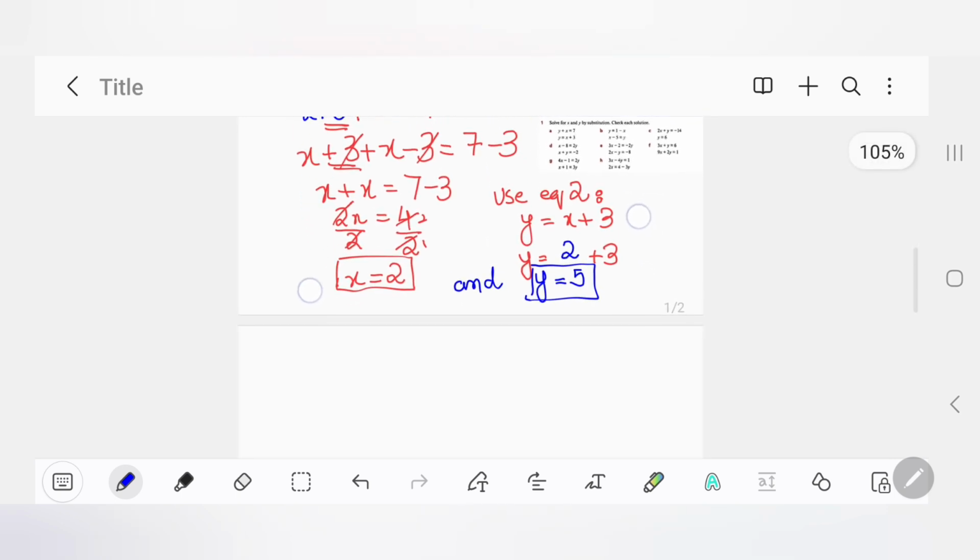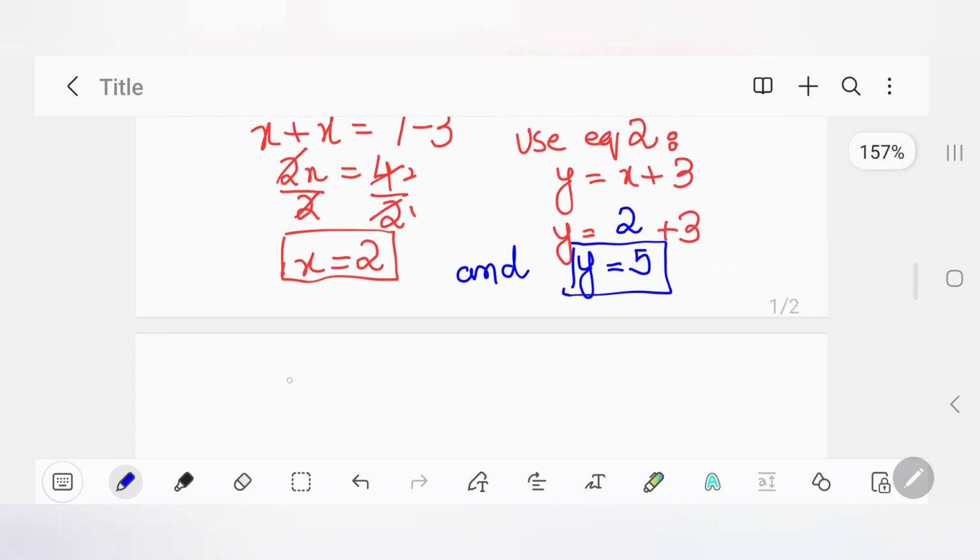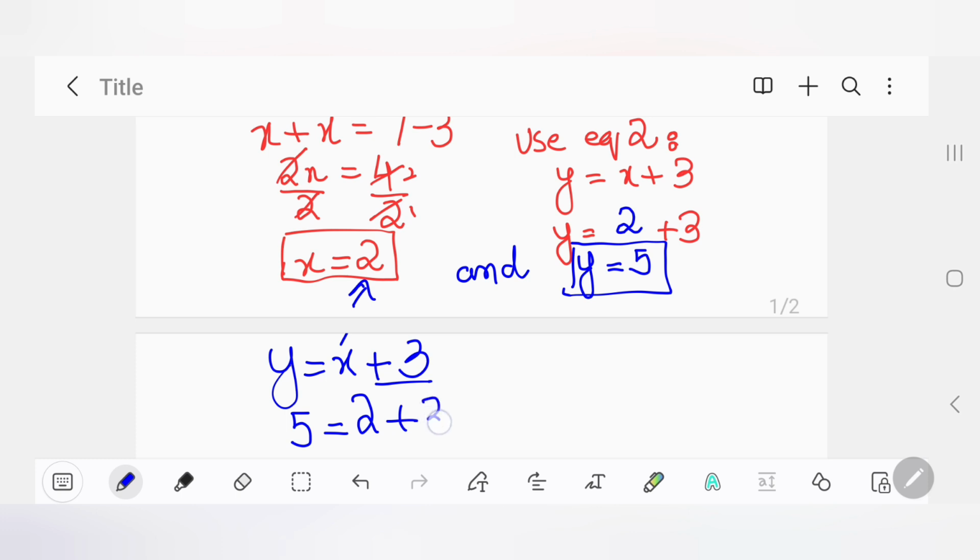Substitution means you are going to put the value in place of x, you are going to write 2, and in place of y you are going to write 5, and you can check whether both of the sides are equal or not. So here I have chosen one of the equations and I put y equals 5, and in place of x I put a 2, and when I solved it, it gave me 5 equals 5, and yes, this is the correct solution.